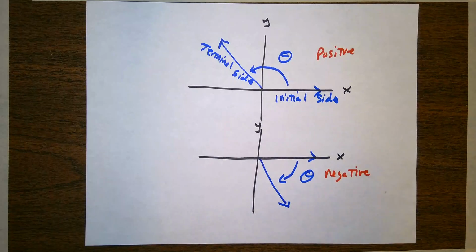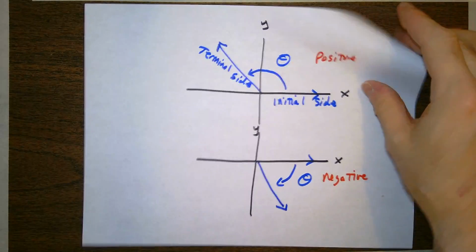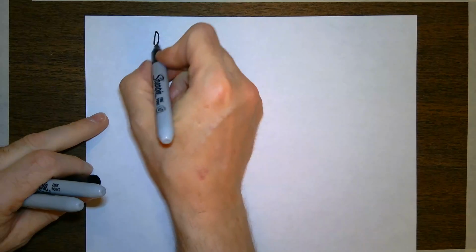There's lots of ways of measuring. This is in standard position when it's along the x-axis. There's a lot of ways of measuring angles, two of the main ways. First, let's talk about the one that you know, the one that you're very familiar with. Measuring angles in degrees.